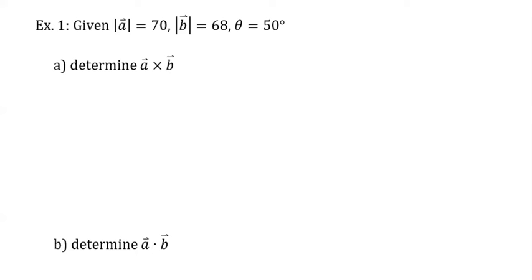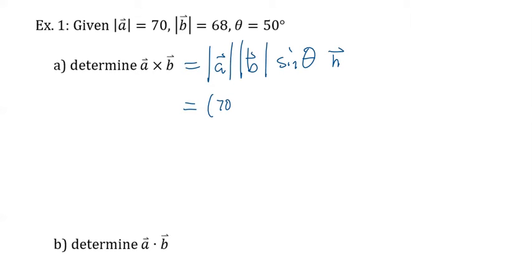The hardest part about this is remembering vector n. People will just forget it because it seems irrelevant. But it's one of those technicalities that we want to remember. So that is 70 times 68. Get your calculator out. Try it. Sine of 50 times vector n. Again, calculator in degrees.